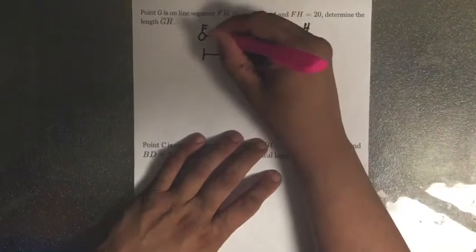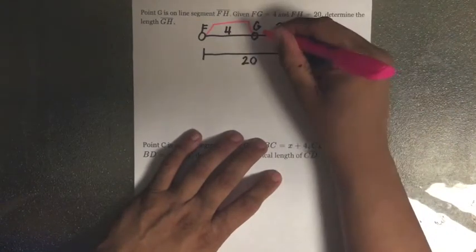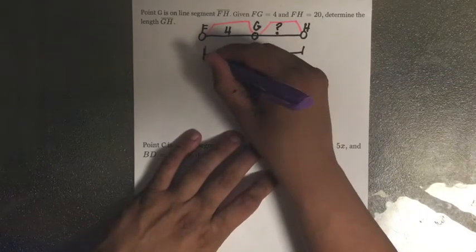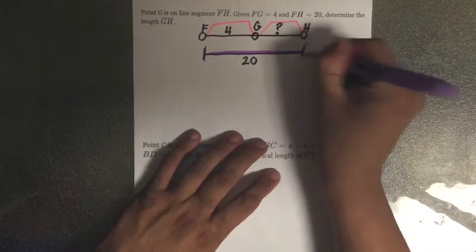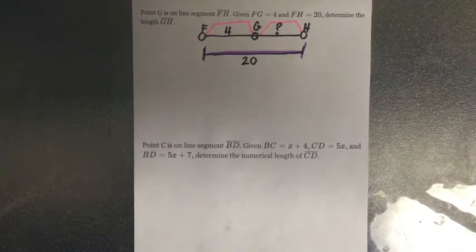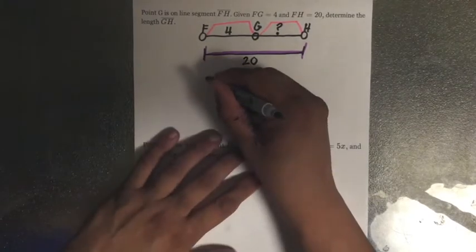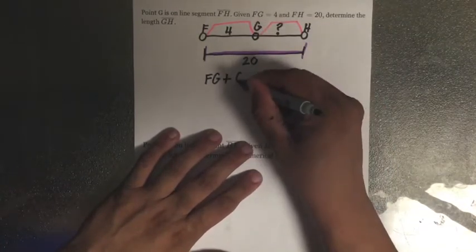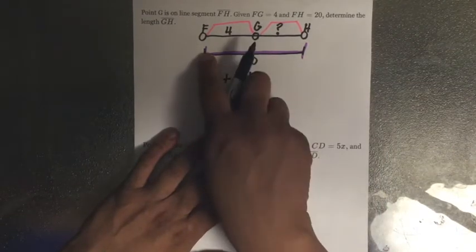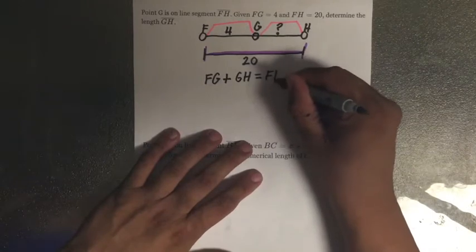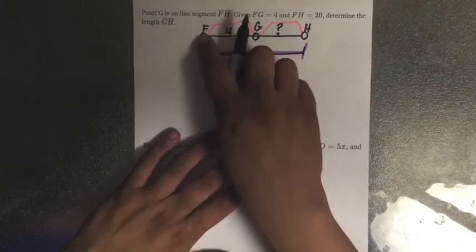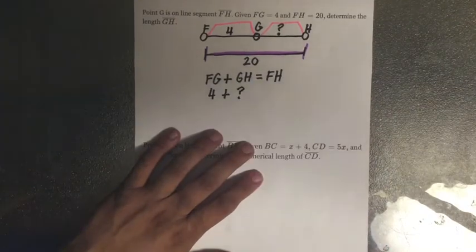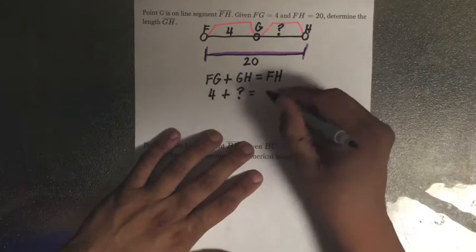But the setup is the same, right? So this is my short here, my other short, and my long is here, just like that. So what two letters are my first short? FG is my first short, plus my second short is G to H, equals my long, from F all the way to H. So now I substitute. F to G is 4, plus G to H, I don't know what it is, it's a question mark. And from F to H is 20.